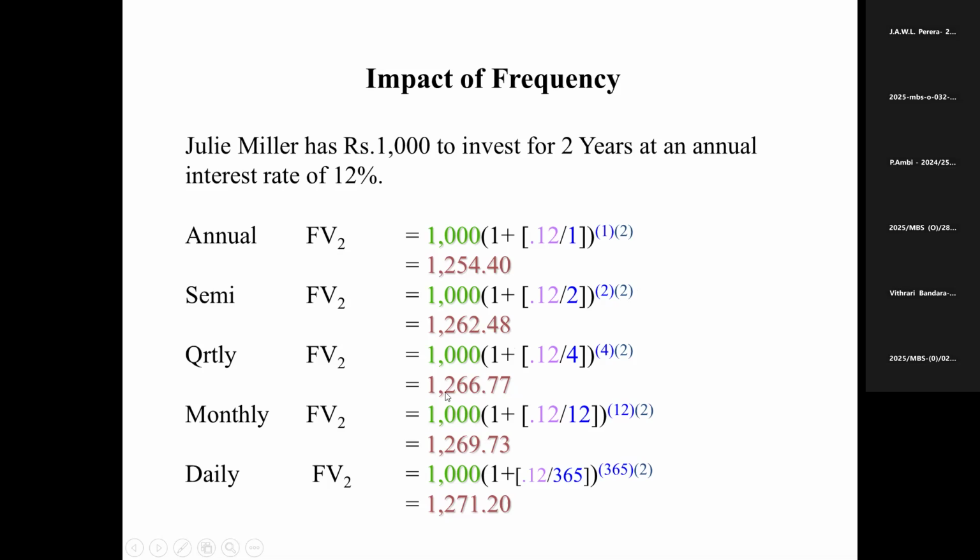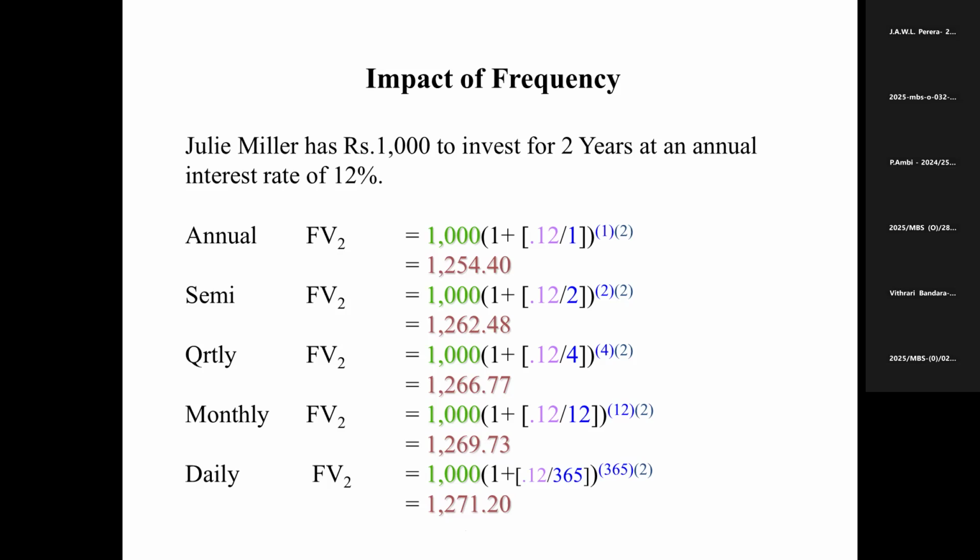it increases further. You can see that as the frequency increases from monthly to daily, which I considered as 365, it becomes 1,272.20. So it clearly explains that as the frequency moves from annual to semi-annual to quarterly to monthly to daily, the total future value increases. That is where you can see the magic.